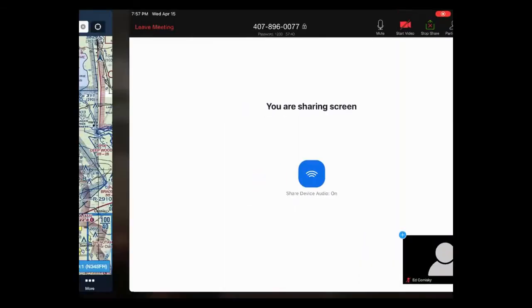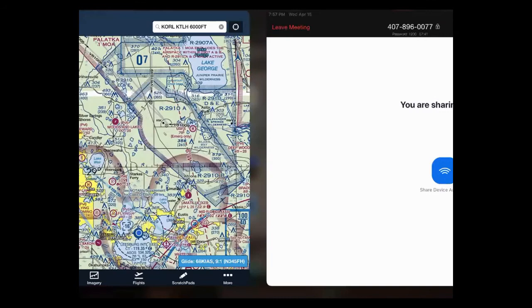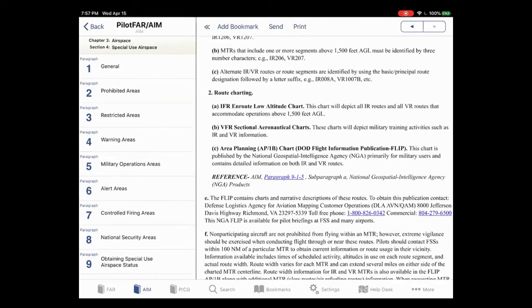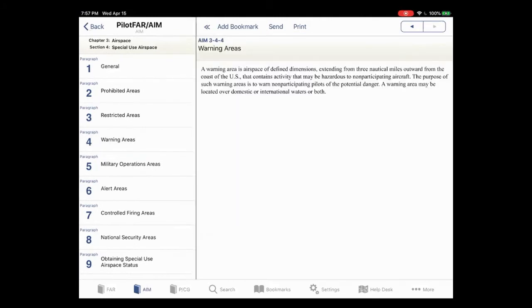Now, the good news is if you're not familiar with warning areas, these are located off the coast. Specifically, how far off the coast? Well, let's go take a look. So we're going to go back to Chapter 3, Section 4, Paragraph 4 under warning areas. It's quite short, so let's glean all that we can from the single paragraph. Warning areas: airspace of defined dimensions extending from 3 nautical miles outwards. So if you're not flying more than 3 nautical miles off the coast, you wouldn't expect to encounter these.